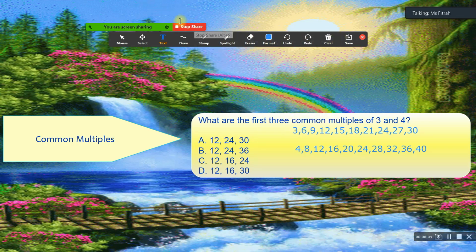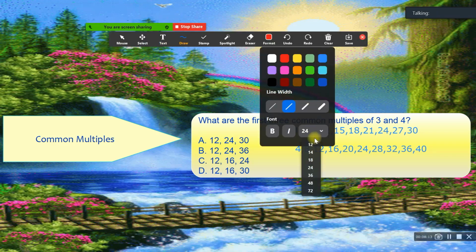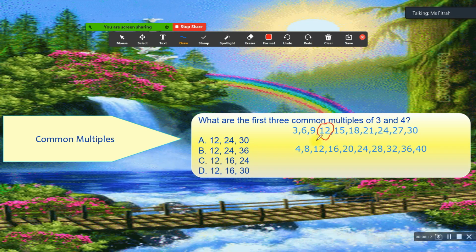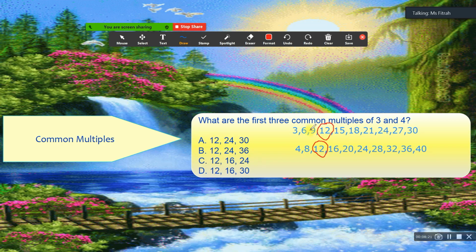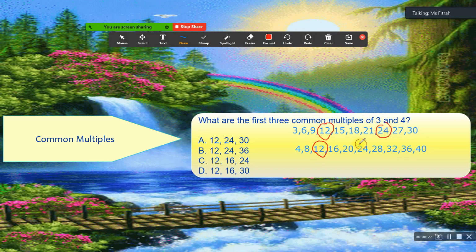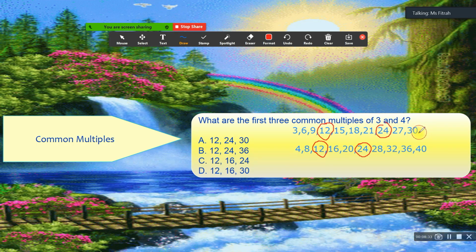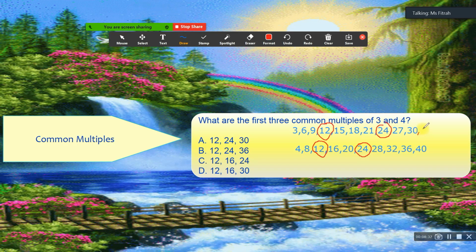Where is the same number? 12. Yep. Right? 12. And then where is? 24. Yep, 24. And where is? Nothing. So you must multiply 3 by 11.